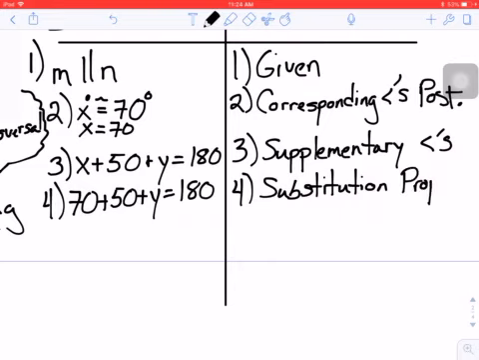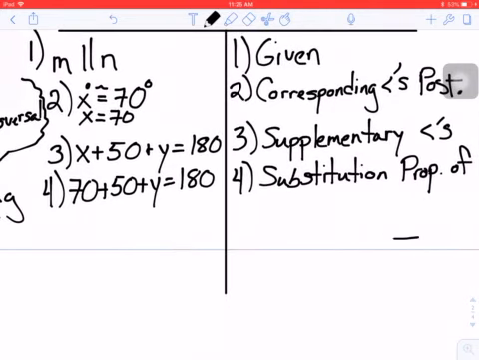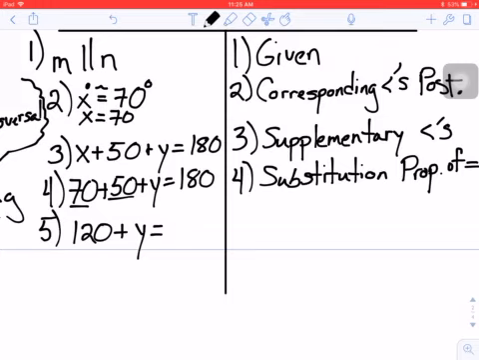Substitution property of equality. I'm going to move over, oh, I'm out of space. Let me just erase that real quick. Of equality. There we go. So I squeezed it in. All right. So we have substitution now. I'm going to go ahead and combine like terms because they're all on the same side. I'm going to combine 70 and 50 to make 120 plus y equals 180. And I combined like terms.